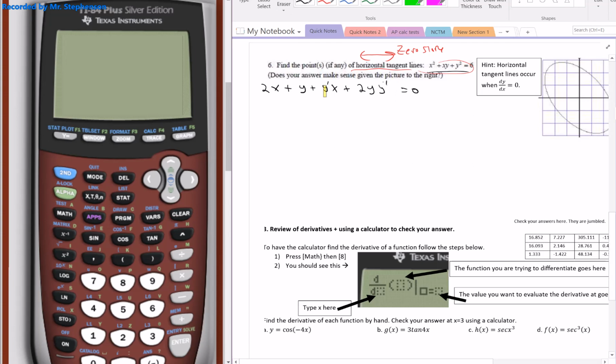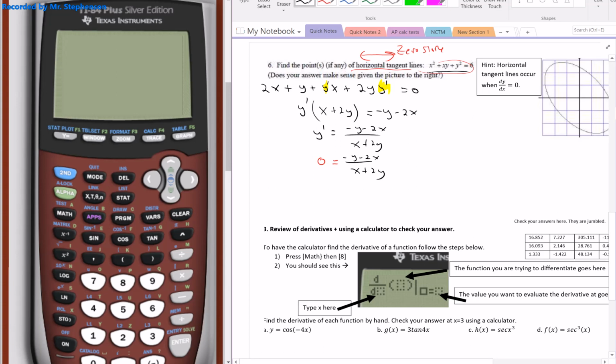Okay, so now that we have the derivative, let's try to solve for y prime. Let's take a couple steps at once. Y prime, we're going to end up factoring it out here, and on the other side we're going to have negative y minus 2x. Then y prime will be negative y minus 2x over x plus 2y. We want to know when this is equal to 0, so we set it equal to 0.